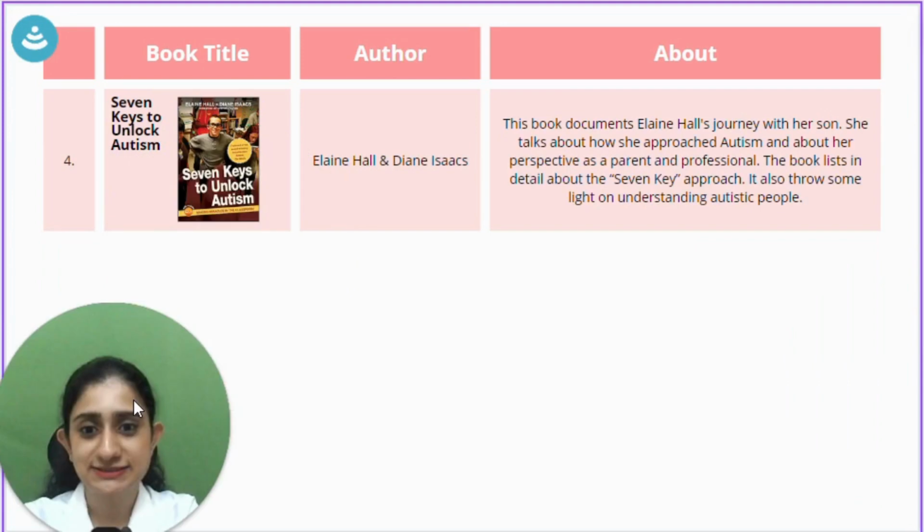The next book is titled 7 Keys to Unlock Autism by Elaine Hall and Diane Isaacs. This book documents Elaine Hall's journey with her son. She talks about how she approached autism and about her perspective as a parent and professional. The book lists in detail the 7 key approach. It also throws some light on understanding autistic people.